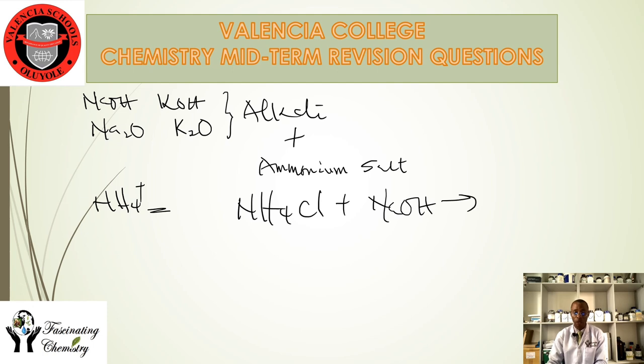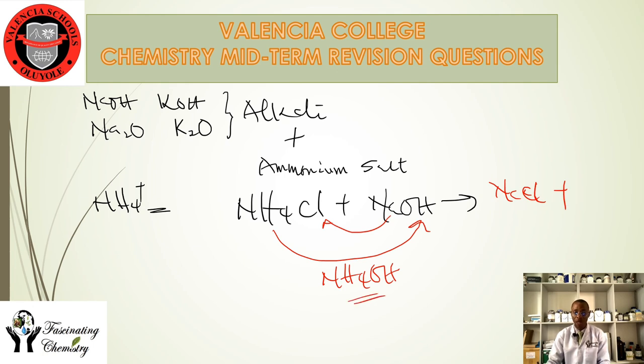So what will be formed here? We are going to have this sodium combined with this chlorine to give us our salt, sodium chloride, NaCl. Then this ammonium and this OH ordinarily should have given us NH4OH, but instead this breaks apart to give us a gas, which is ammonia, NH3. Then I'm going to be left with H2O. So this is a reaction of an alkali with an ammonium salt.